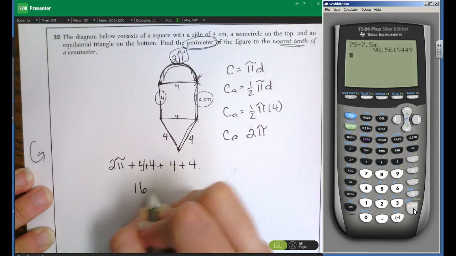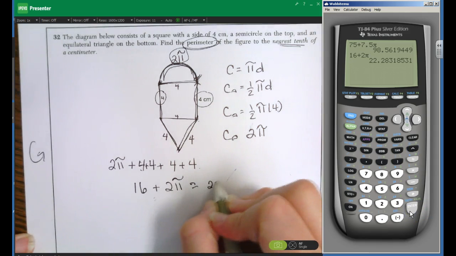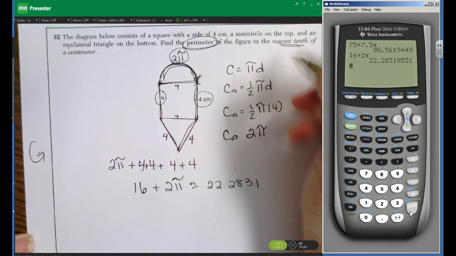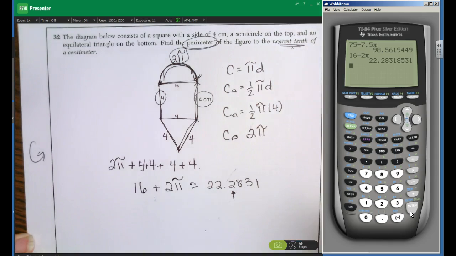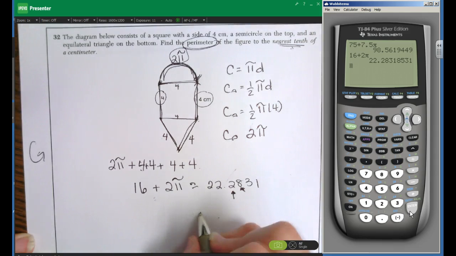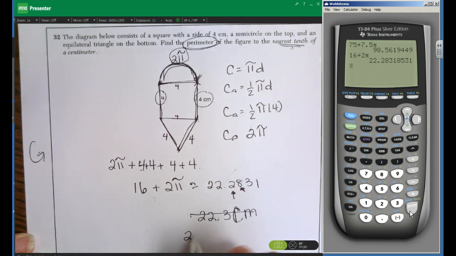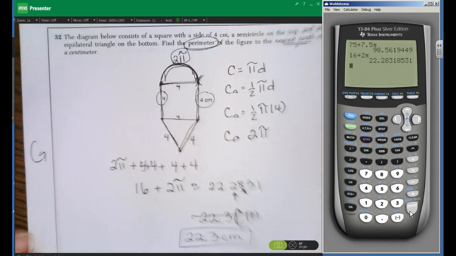We have 16 plus 2 pi. Let's put it in the calculator. 16 plus 2 pi, and that's going to equal 22.2831. And it wants the nearest tenth. So we look here and we say, okay, this number is greater than 5, so we're going to round up. And then, oops, I was going to put foot, but it's centimeter. Let me rewrite that one more time. And that is our answer for the perimeter.